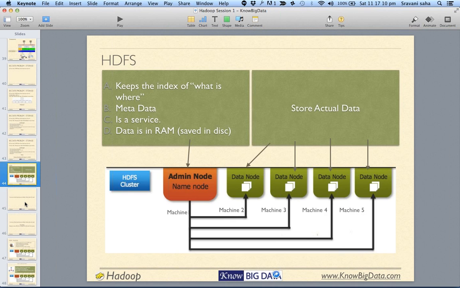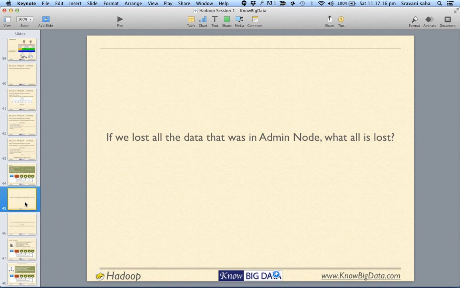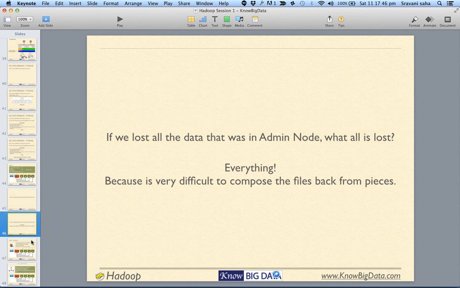Now, you get it? If we lost all the data that was in the admin node, what all things will be lost? Anybody? If our admin node goes down, all right. So actually, we will lose a lot, everything. We'll go into your answers again.